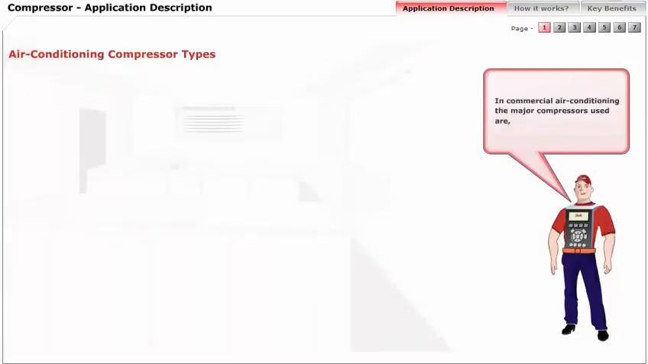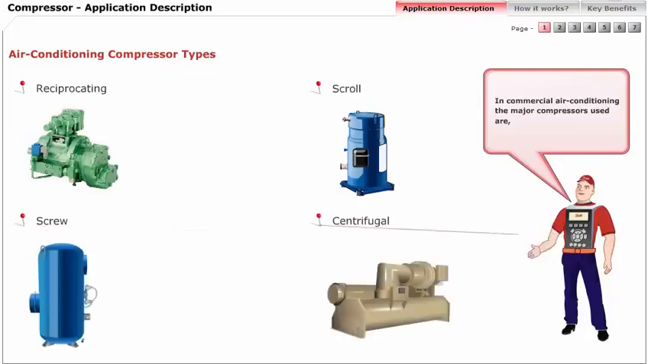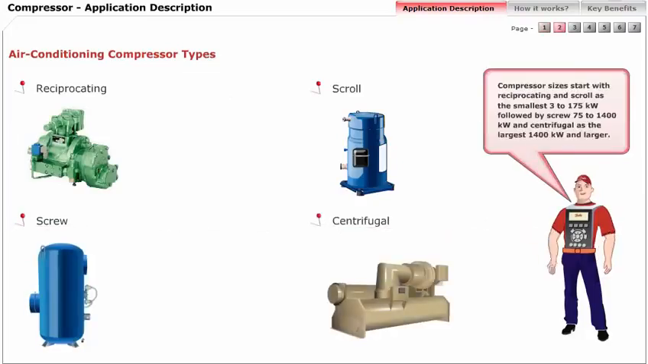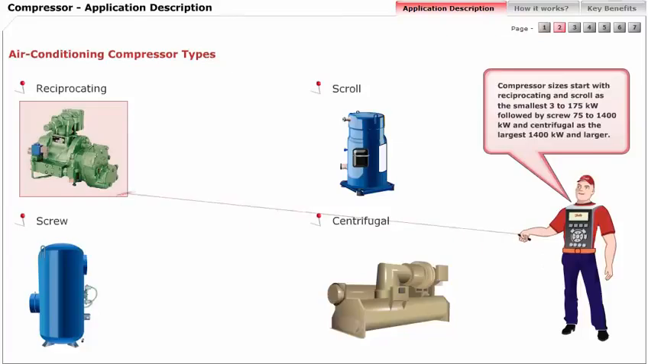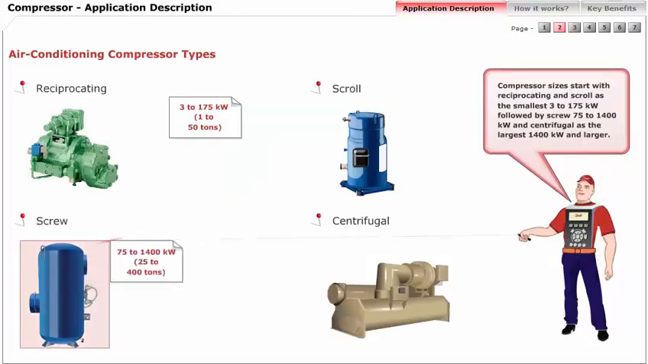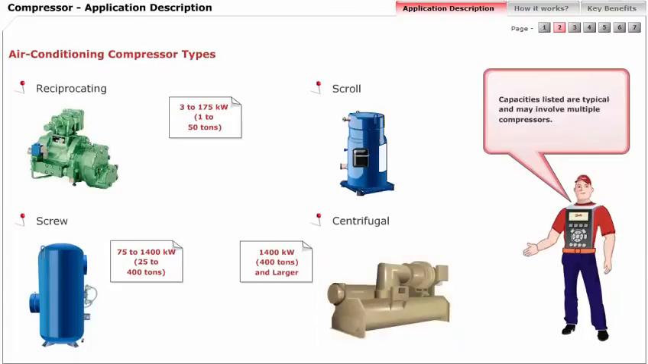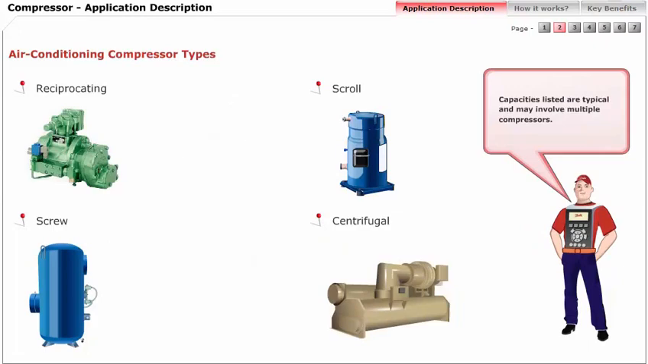In commercial air conditioning, the major compressors used are reciprocating, scroll, screw, and centrifugal. Compressor sizes start with reciprocating and scroll, thus the smallest, 3 to 175 kilowatts, followed by screw, 75 to 1,400 kilowatts, and centrifugal, thus the largest, 1,400 kilowatts and larger. Capacities listed are typical and may involve multiple compressors.